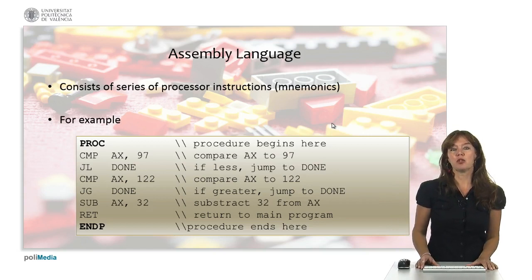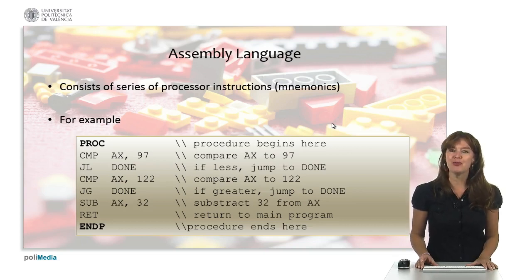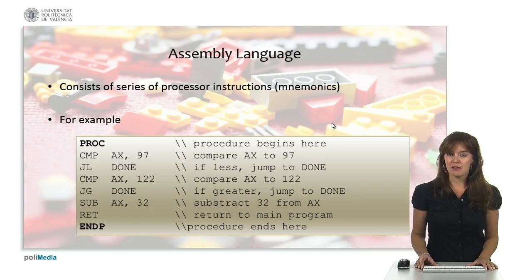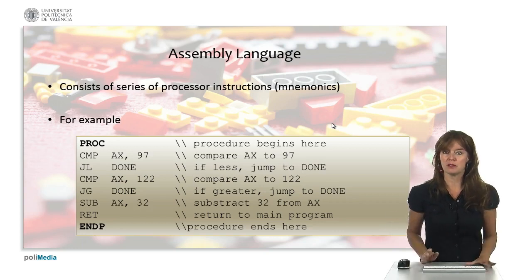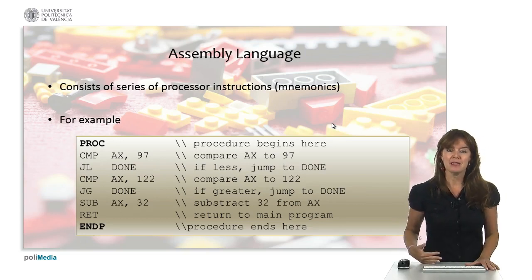It's a procedure. The procedure starts there with the processor instruction PROC. After that we have a command which is CMP, which stands for compare. The command says compare AX, that's a register, compare the value that's in register AX to 97. Then the next instruction says JL, jump if less. If the comparison of AX with 97 turns out to be less, then we jump to done, or finished. If not, we go on with the next instruction that compares again the register AX with 122.